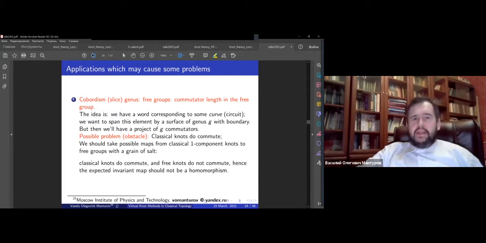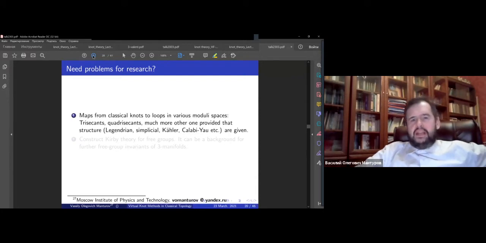So here I will give some instances of obvious non-commutability, and actually an obstacle here when trying to do invariants of classical knots valued in free knots. Well, there will be some grain of salt saying that our map should not necessarily be homomorphic. So if we want to make some group or semi-group, possibly we should take care of getting non-commutative objects.